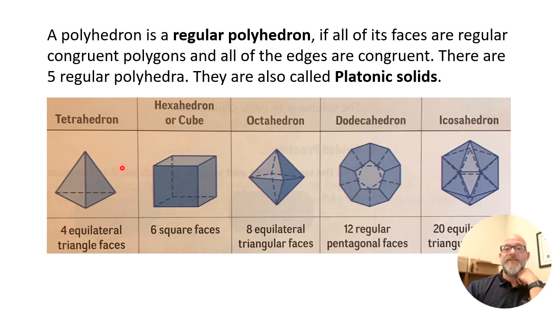There are only 5 of these regular polyhedra. You can identify them by the number of sides they have. How many sides does this guy have? 4. So it's a tetrahedron. How many sides does this have? 6. So it's a hexahedron. How about this one? 8, octahedron. How many does this one have? 12 faces. You identify the number of faces. So this has 12 faces, this is a dodecahedron, and 20 faces, icosahedron.